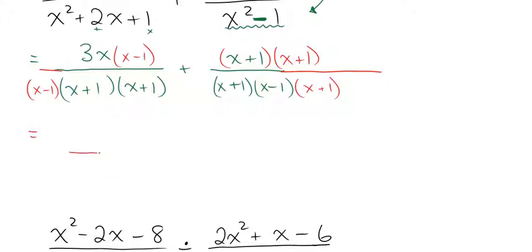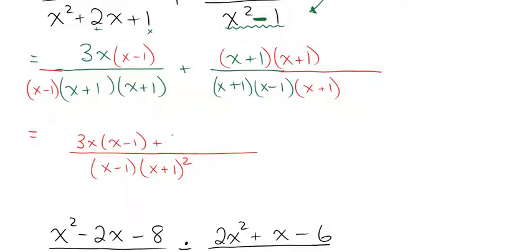Once our denominators are the same, we'll just write them once. So we have x minus 1, and then we have x plus 1 and x plus 1, which I'm going to write as x plus 1 squared. And then our numerator is just 3x times x minus 1 plus x plus 1 times x plus 1. And that's pretty much it, except since I have a plus in between a couple of things here, maybe you want to expand that and collect like terms. The numerator, I think it would clean things up a little.